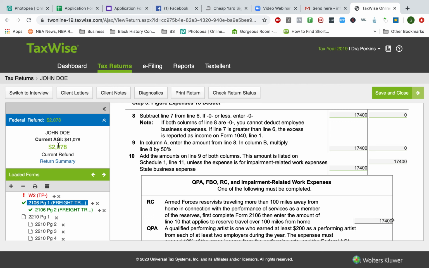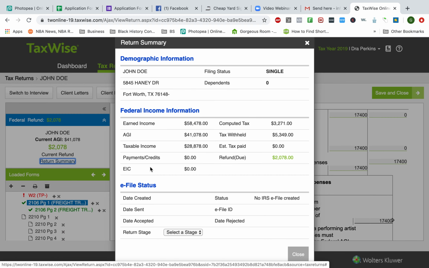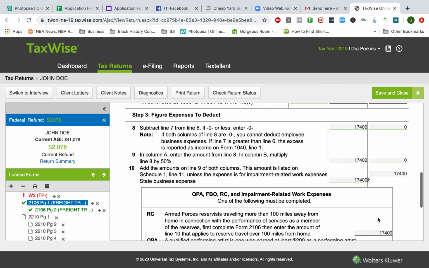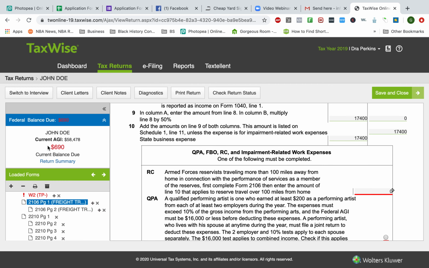So now pretty much he's in the plus, because what we did essentially, if you click on return summary, you'll be able to see the whole return. You can see that his taxable income is now $28,878, and he's due a refund. Now, without this small deduction that he got, remove that, he goes back to 690.